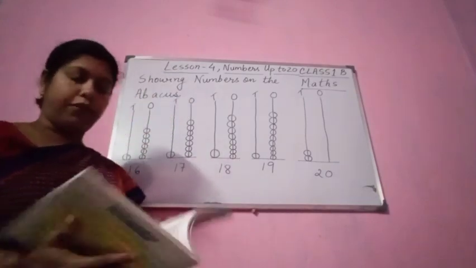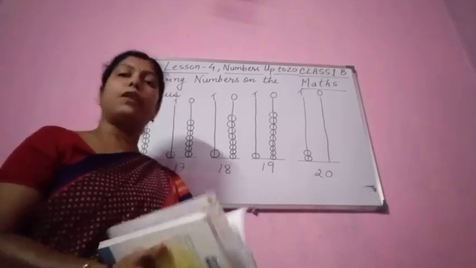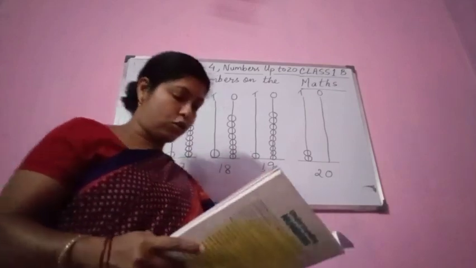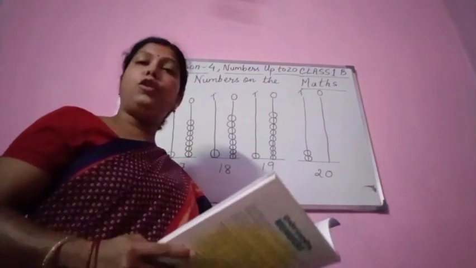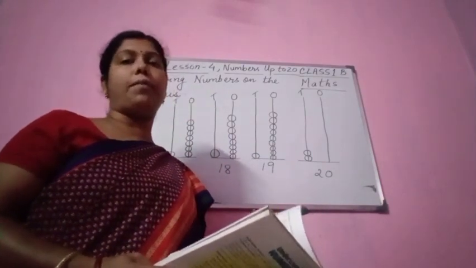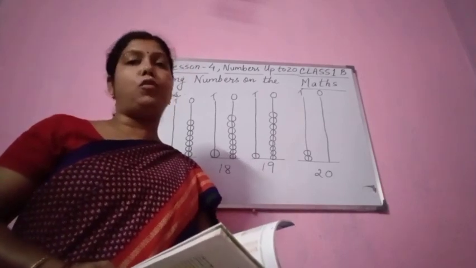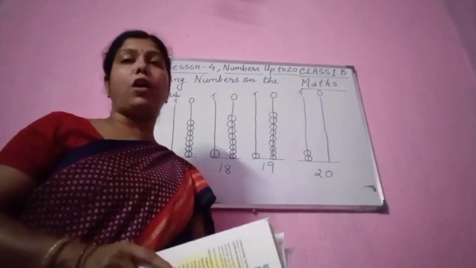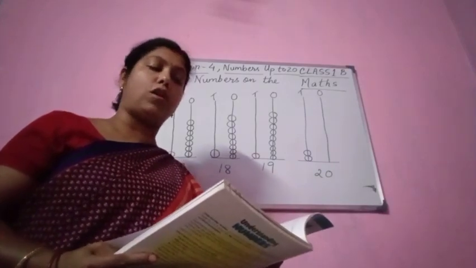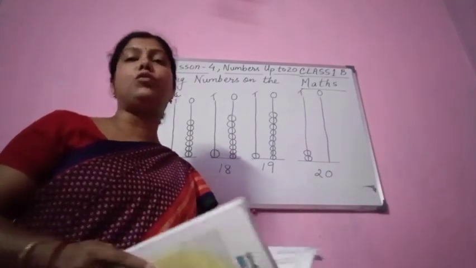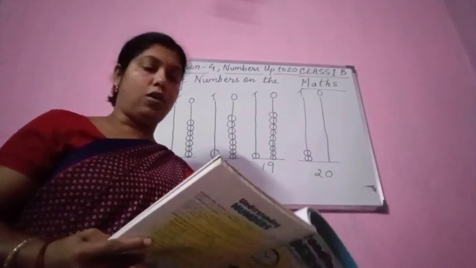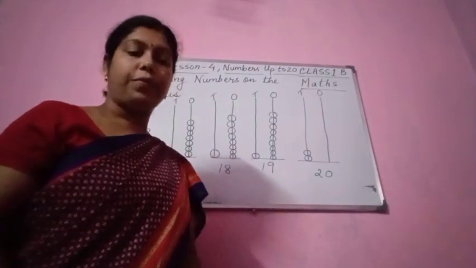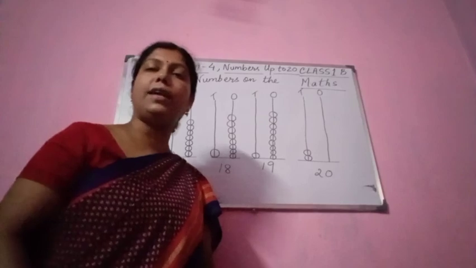Pages 49 and 50 we are going to do in our next class. So till 48 you do. You draw from number 1 to 20 in your copies. Use a scale. When you draw the spikes, that means the rods of the abacus, please use a scale or ruler. Okay students, thank you. Please do it in your maths copies.